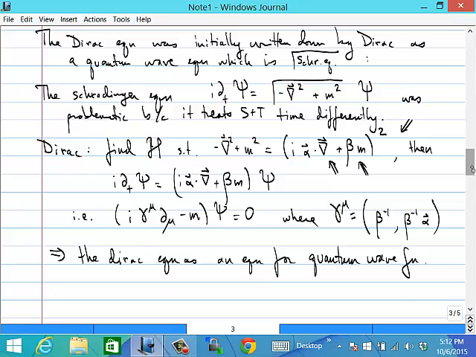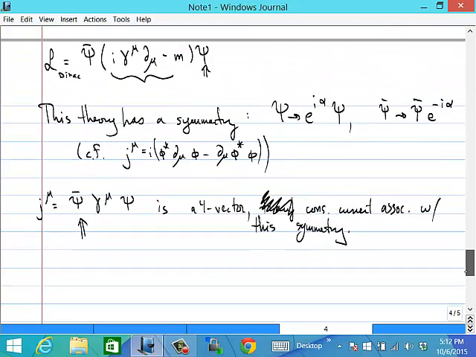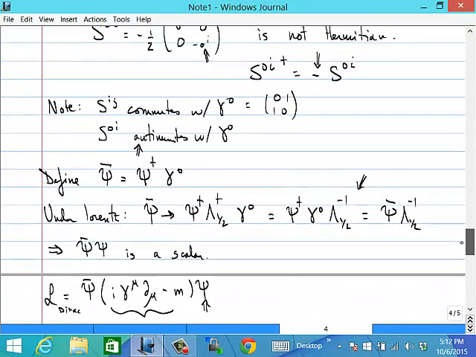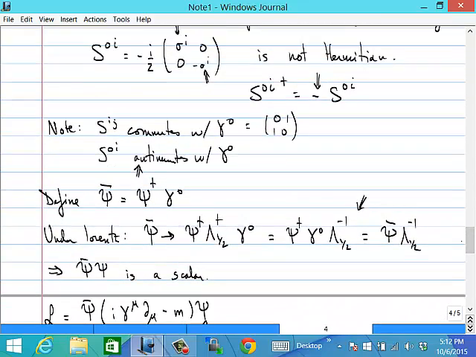Having discussed the Dirac equation, let's now try and understand its solutions. Question: when we defined psi bar and showed how it transformed, is it only true for rotations or for boosts too? It's true for boosts as well, right?